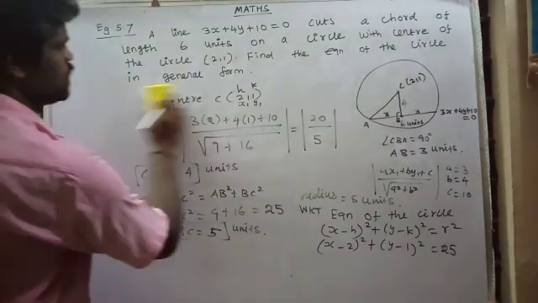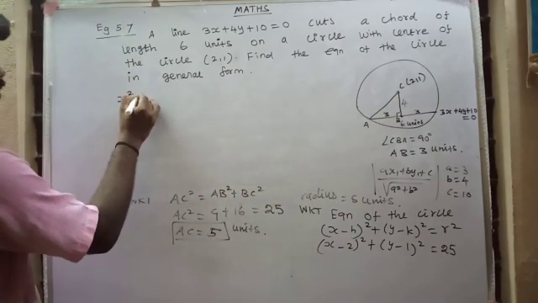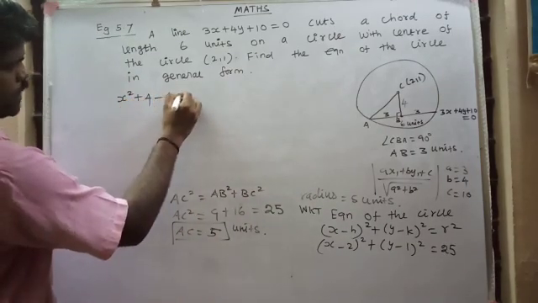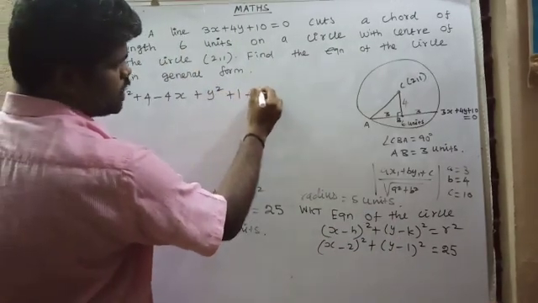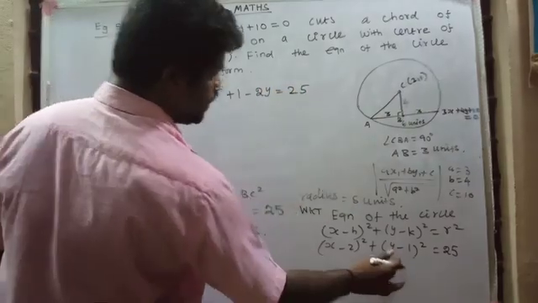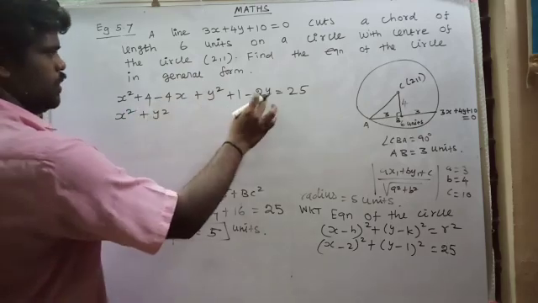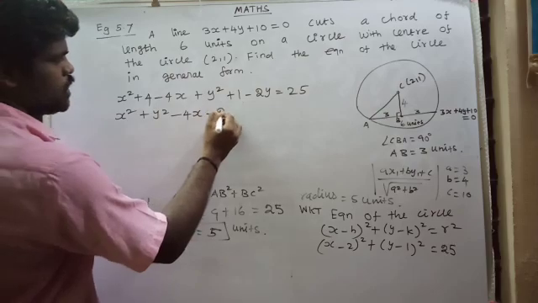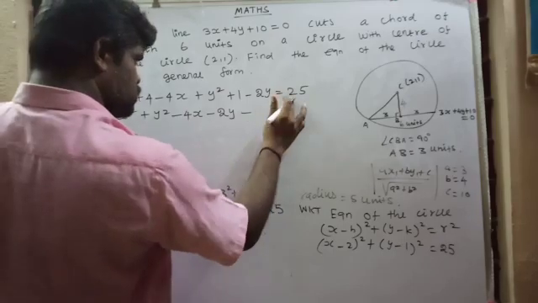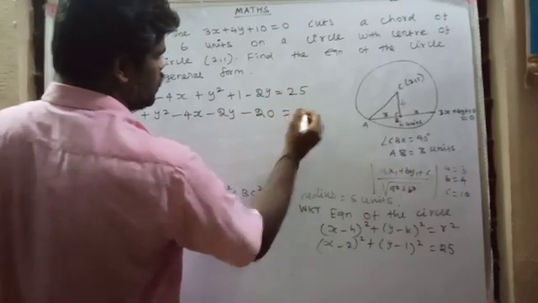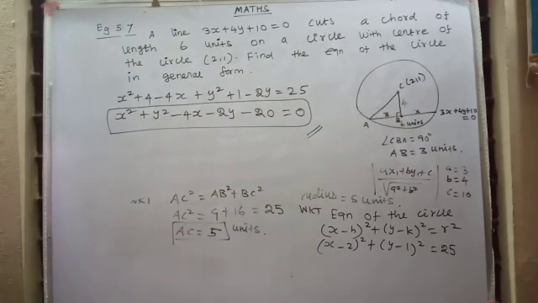And we want to expand this. x minus 2 whole square is x square plus 4 minus 4x, and expanding this one, y square plus 1 minus 2y, is equal to 25. Arranging the values: x square plus y square minus 4x minus 2y, this is 4 plus 1, 5, and this is 25, so minus 20 is equal to 0, which is the required equation of the circle. Refer to the sum.